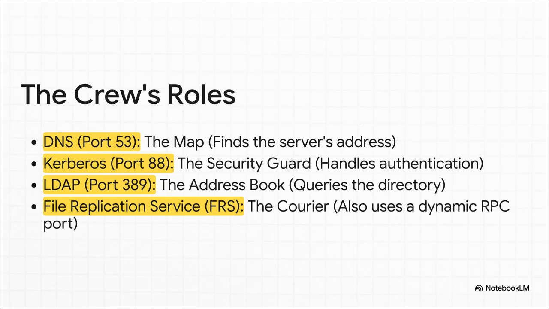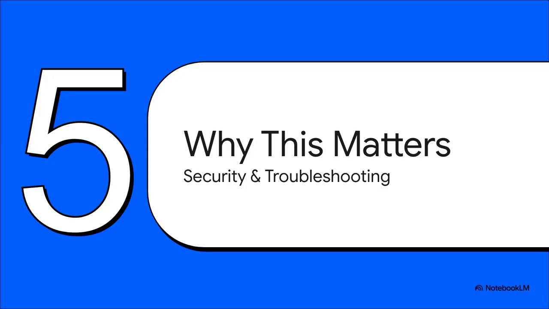And what's really interesting is that another service, the File Replication Service, or FRS, acts like a courier, and it uses this exact same dynamic RPC process to do its job. So why did we just spend all this time uncovering this secret handshake? Well, because understanding this process is absolutely fundamental to network security, to administration, and especially to troubleshooting.